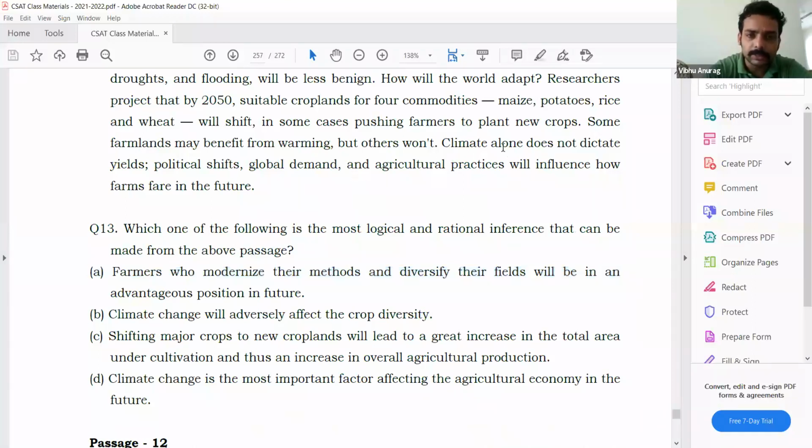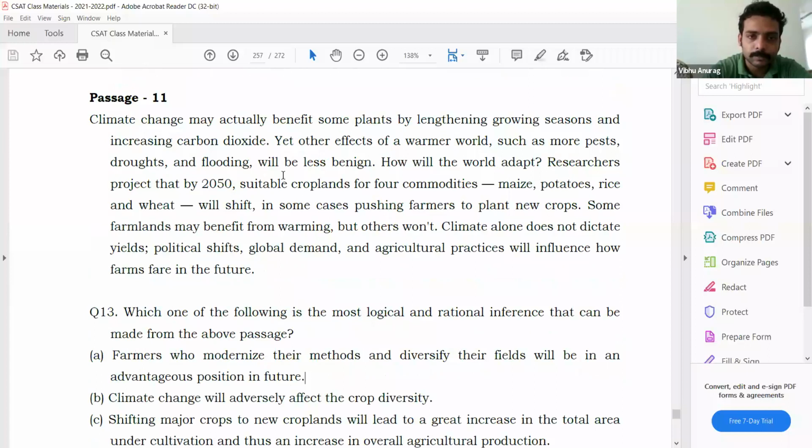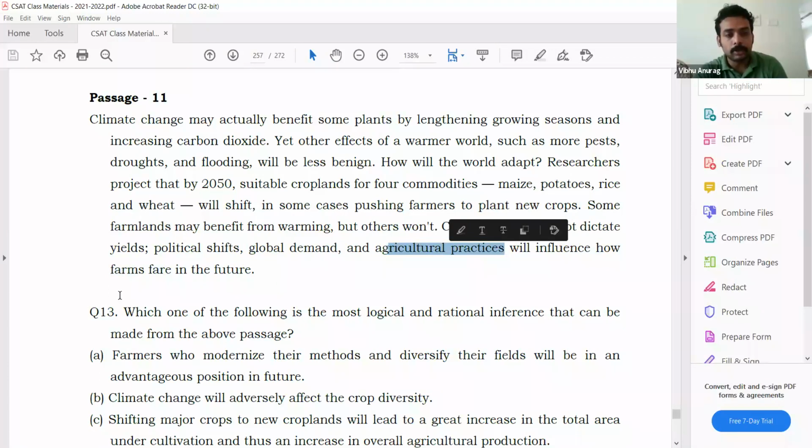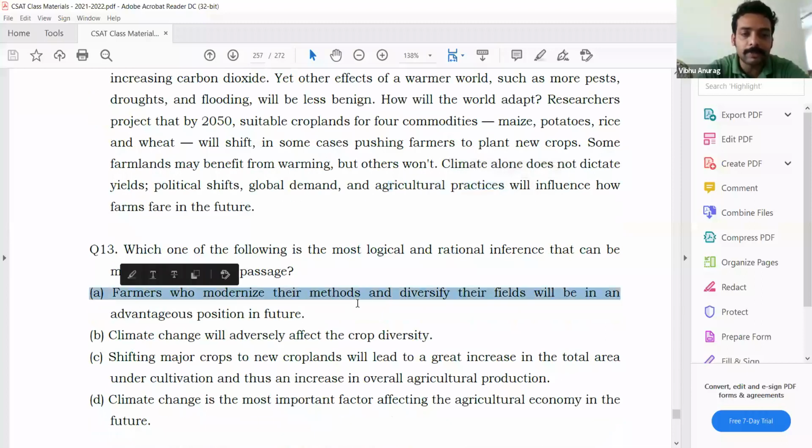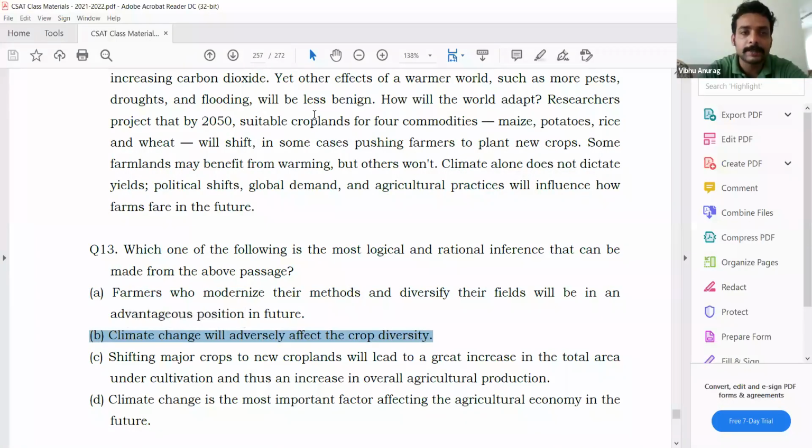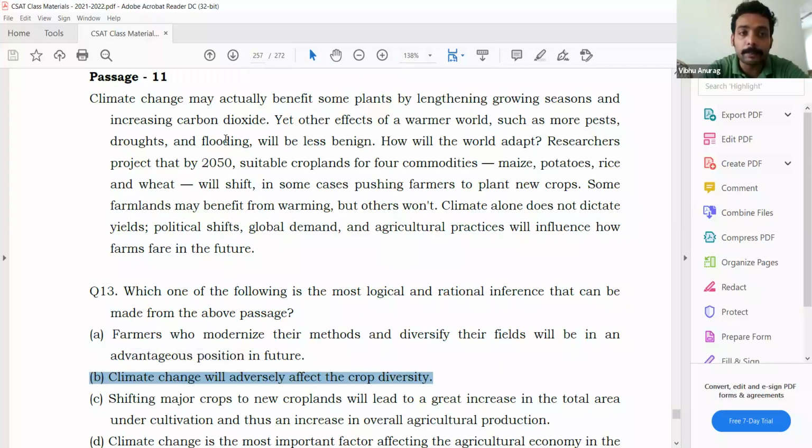Because it's given over here that croplands for these 4 commodities will shift and some farmers will have to plant new crops. And agricultural practices will also influence how farmers perform. So A is a correct inference. B says climate change will adversely affect the crop diversity. We don't know that because it's saying that climate change will help some crops, but it will not help others. So we don't know what will happen to crop diversity.